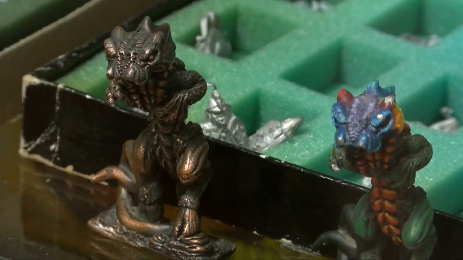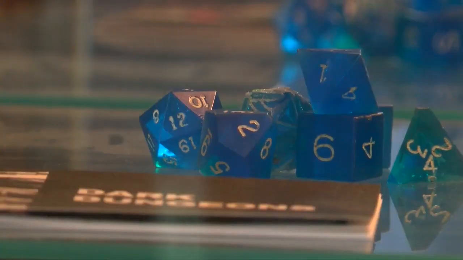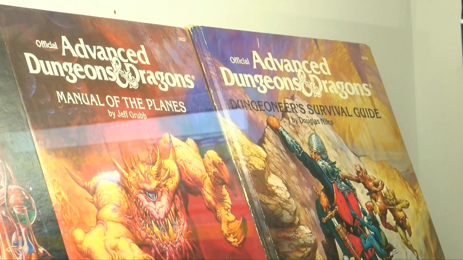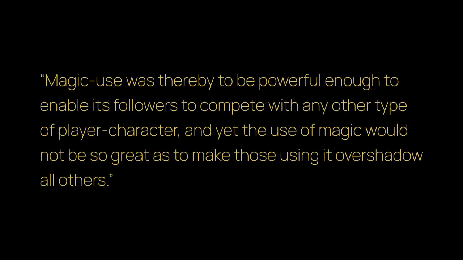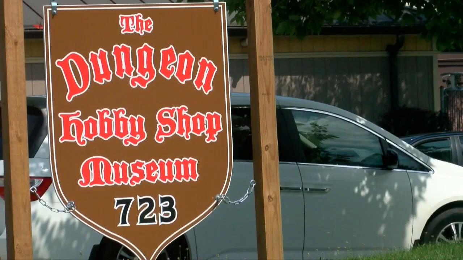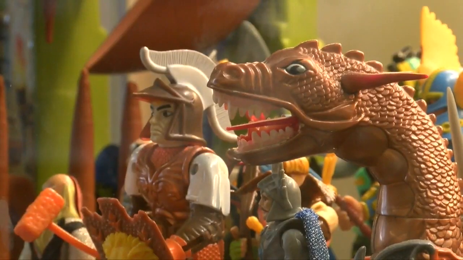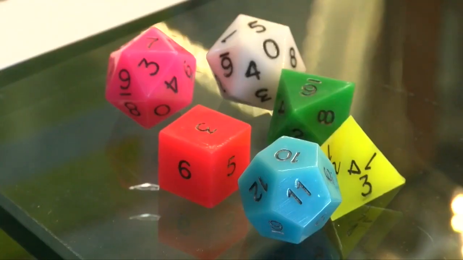Vancian magic and game balance. As Gygax later describes in his article on the D&D Magic System, he emphasizes the power of magic in D&D and why he needed to put some limitations on it. Magic use was thereby to be powerful enough to enable its followers to compete with any other type of player character, and yet the use of magic would not be so great as to make those using it overshadow all others.